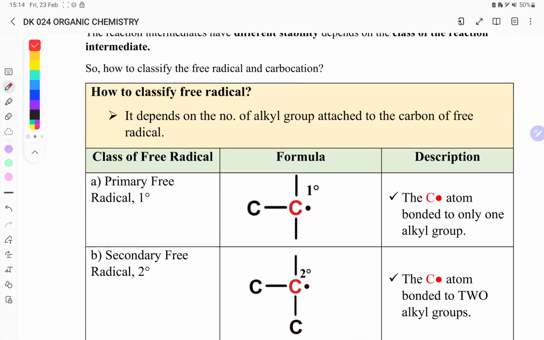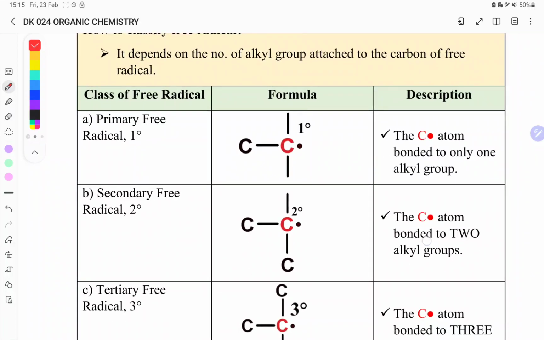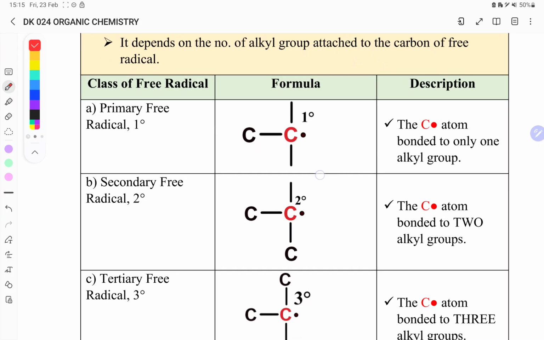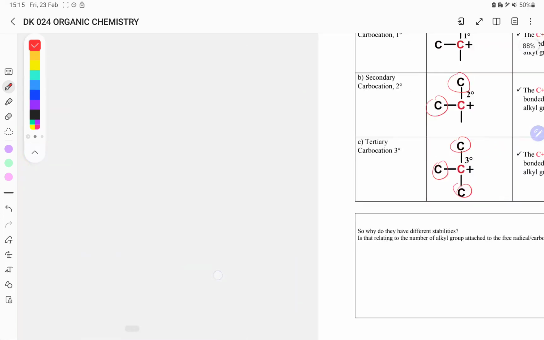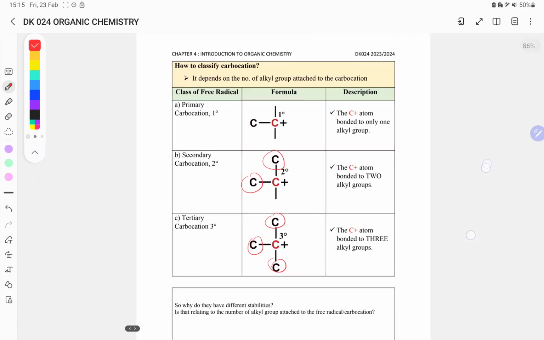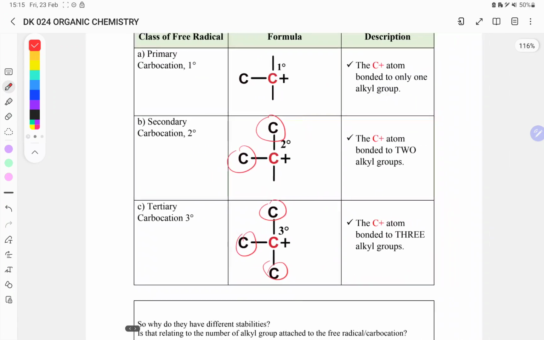So now, how do we classify a free radical? The way to classify it is the same as how we classify carbon. If the carbon with the dot is bonded to one carbon, then it is primary. If bonded to 2 carbons, secondary. If bonded to 3 carbons, tertiary. Okay. So this I can pretty much go through quickly.